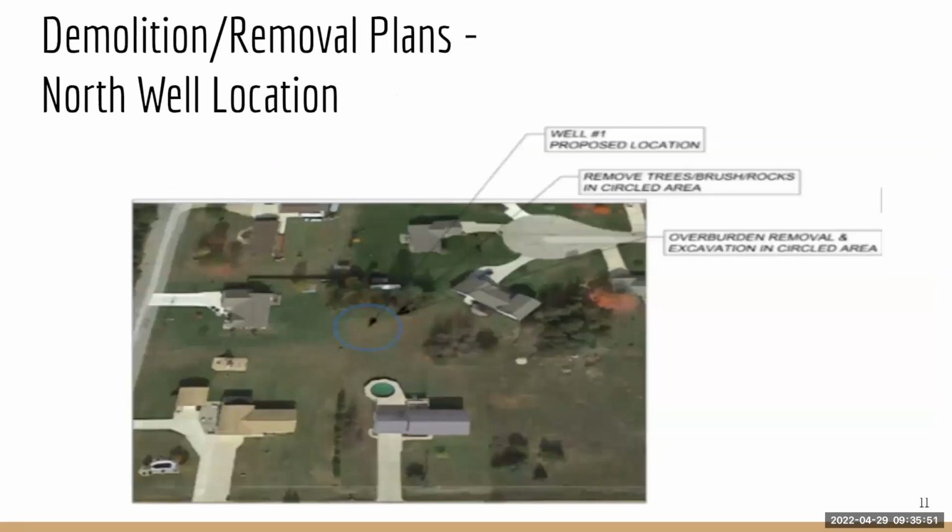So this is one of our demolition and removal plans. This is for the north well location. This location is fairly clear, as can be seen by the imagery. Basically, it's just going to need some brush and rocks removed, as well as the overburden removal.